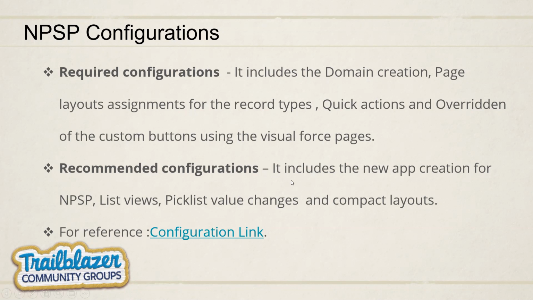Through this, the recommended configuration includes creating a new app for us, and a list view. A list view is nothing but, for example, what contacts were created today, how many contacts were created this month, and which accounts fall under the rating hot, warm, cold, like that. Based on the picklist value changes also, we can easily do it in the recommended configuration.